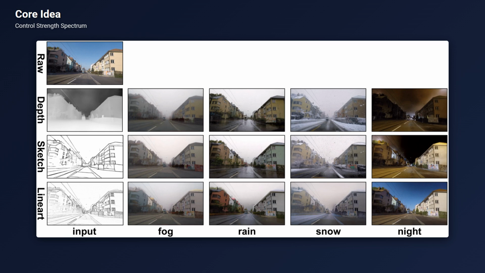We use three conditions spanning a control spectrum. Lineart captures the finest structural details, down to tree bark textures and lane markings. It enforces the strongest structural constraint. Depth captures coarse, three-dimensional layouts, with the weakest structural constraint. Sketch sits in between, retaining shape while allowing texture variation.